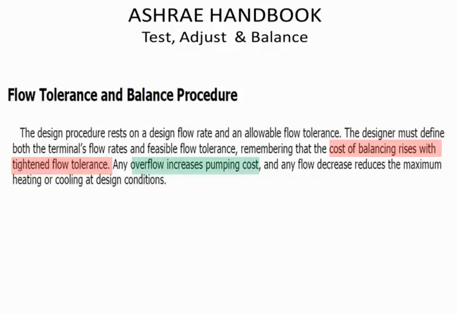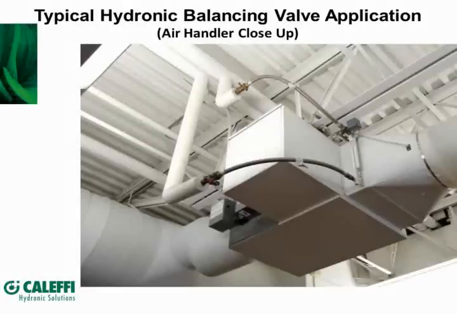They also make reference to overflow causing increased pumping costs, as we indicated in our chart, and also insufficient flow reducing optimum heating and cooling, because you're on that very quickly changing part of the flow curve as a result of the changes in flow rate on heat output.